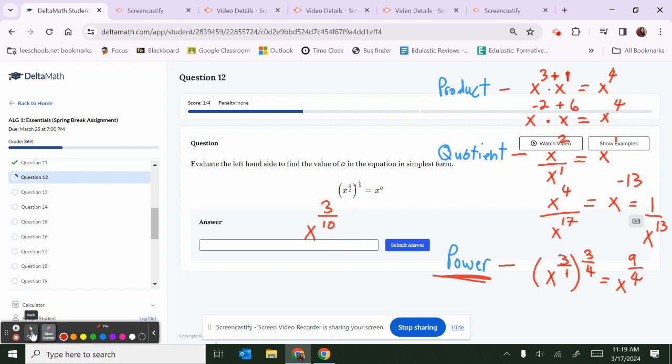So again, once you know these rules, you will be fine. The question says only write A. A is just the exponent, so I don't need to write the x. All I need to write is the 3 over 10.